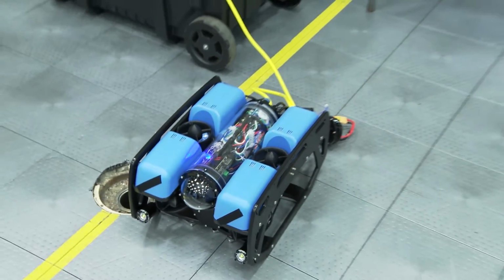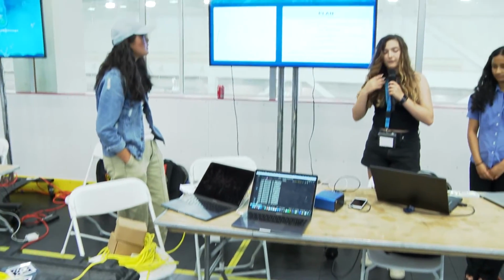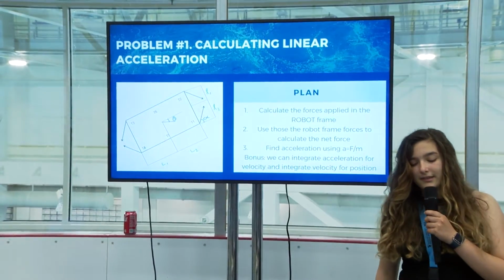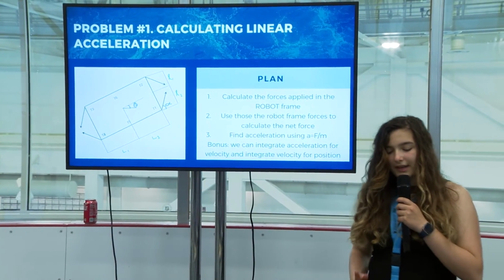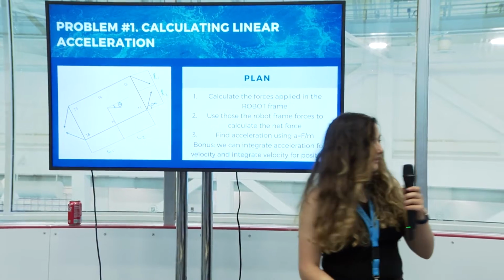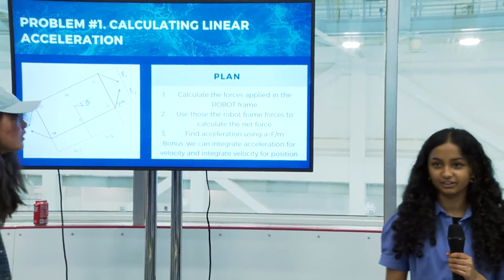So the plan was to calculate the forces applied in the robot frame, to use those robot frame forces to calculate the net force, and to find acceleration using the equation acceleration equals force divided by mass. And we can integrate acceleration for velocity and integrate velocity for position using these physics, which Swati will explain. Yeah. So with this problem, we have to calculate our linear acceleration.